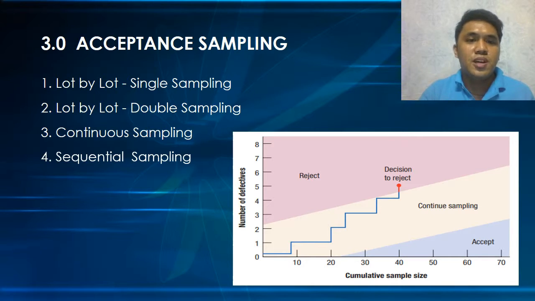This procedure is done on a lot-by-lot basis. The advantage of this type of sampling plan is that a decision could be made based on a relatively small sample.